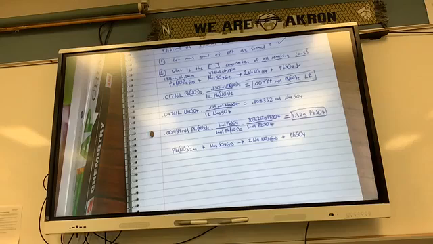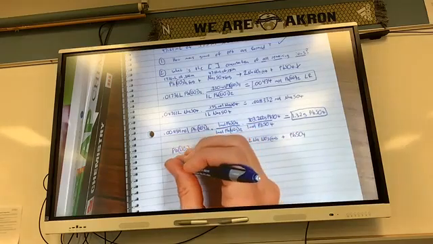Okay. Step 2 is split that into the ions. So what are my ions going to be here? Pb what?